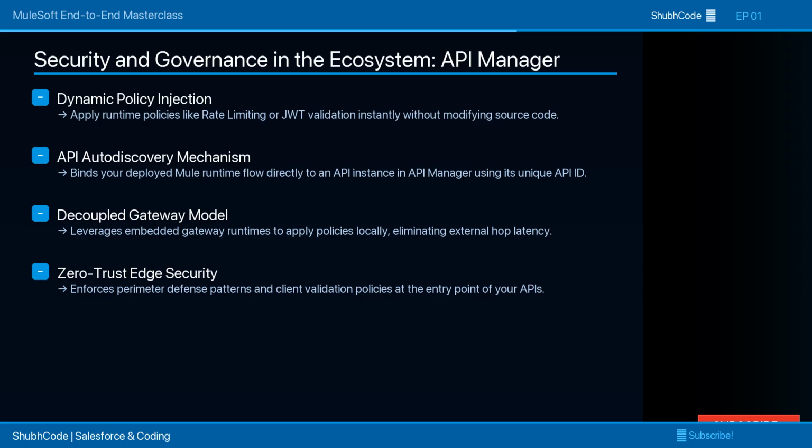Because the gateway is embedded directly inside the Mule runtime, there is no extra hop, keeping latency to an absolute minimum. This gives you a highly secure, decentralized API gateway model that aligns perfectly with modern zero-trust enterprise security standards.